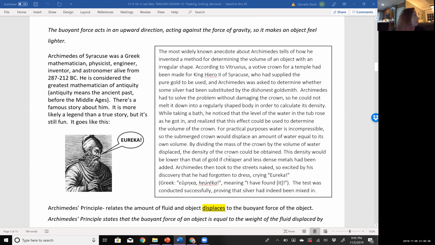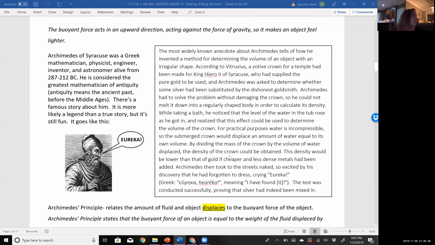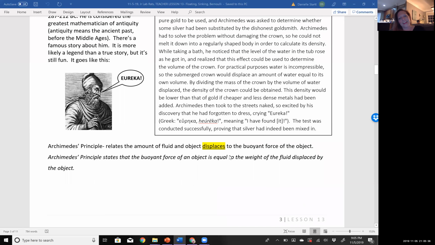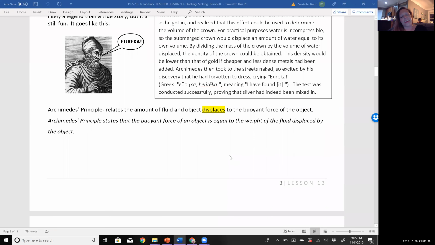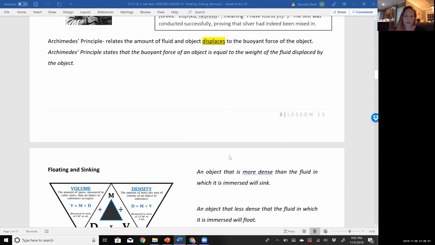And yeah, stark naked and dripping wet, just running down the streets. Can you envision this old Greek guy running? I don't know how old he was then. Running down the street. So anyway, that's the idea. And in the end of the story, the idea is that he proved that there had been silver mixed in. And we don't find out what happens to the goldsmith, but it probably wasn't good for him.